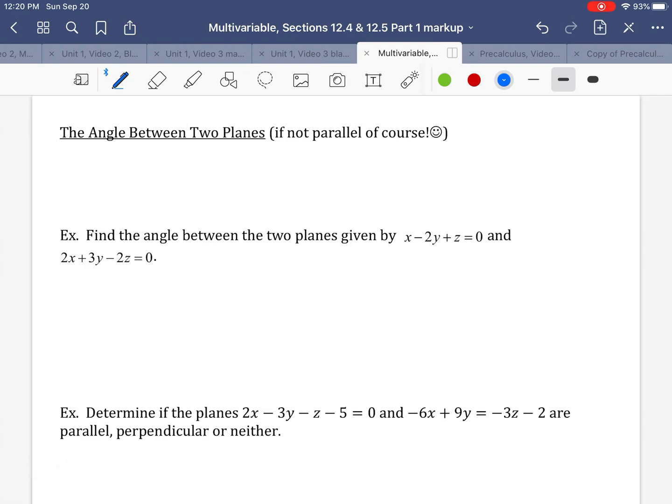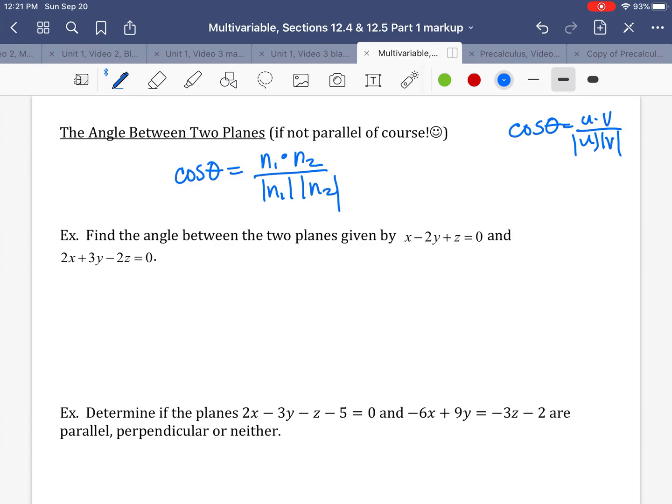Alrighty, the angle between 2 planes. So this is just like the angle between 2 vectors, of course, if they're not parallel. So remember that formula you had before. You had cosine theta equals u dot v over magnitude of u and magnitude of v. Well, it's the same thing except we're using normal vectors. So you do cosine theta equals normal vector 1 dot normal vector 2 over the magnitude of normal vector 1 and magnitude of normal vector 2.